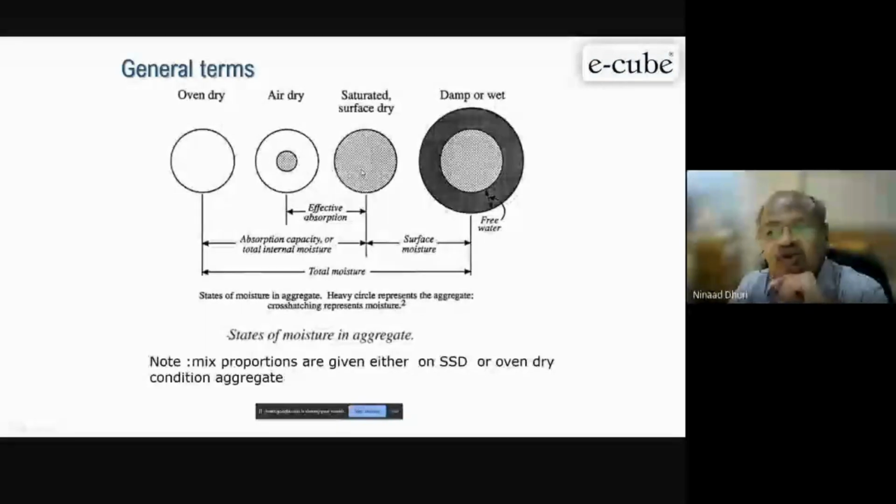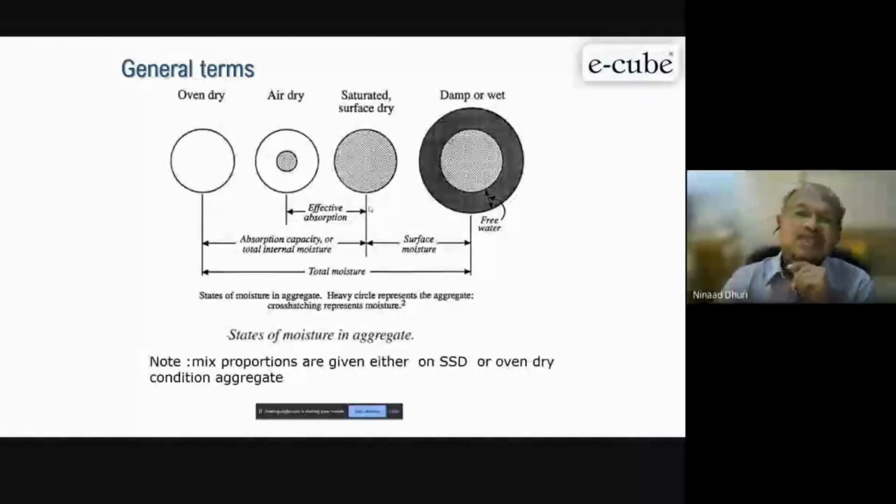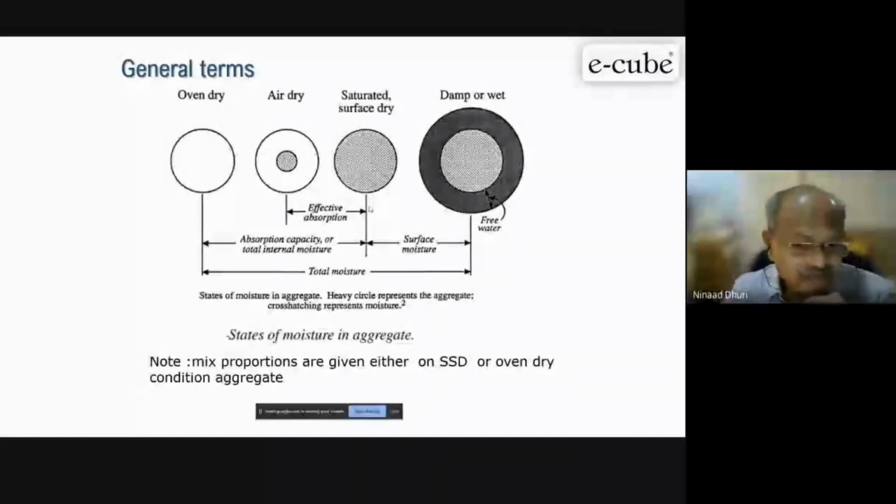In monsoon, or you sometimes get river sand where it is very wet. On the particle itself there is a damp or wet film of water. That is called free water. We also have to test it, and accordingly we can reduce it from the water content. Then only the water cement ratio remains as per your design.